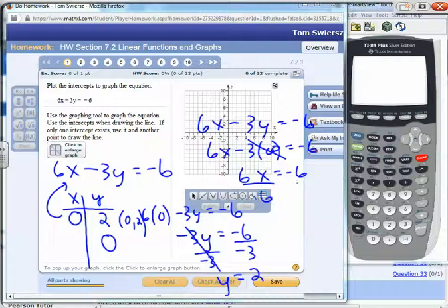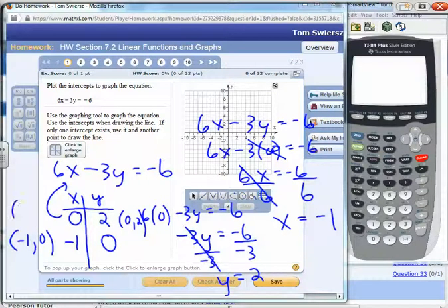Divide both sides by 6. I'm sorry, divide both sides by 6, not negative 6, because this is a positive 6. So the 6's cancel. x equals negative 6 divided by 6, which is negative 1. So when y is 0, x is negative 1. So that point would be negative 1, 0.